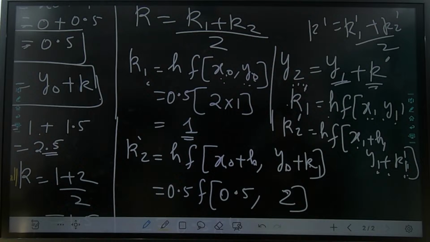Okay, so such types of questions are there. You have to just use the method properly.